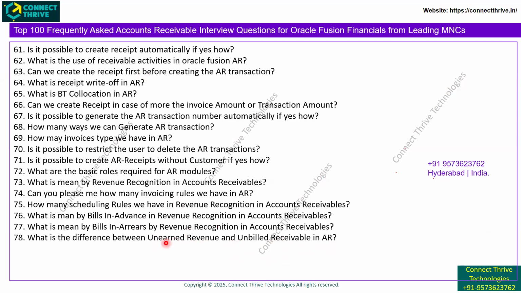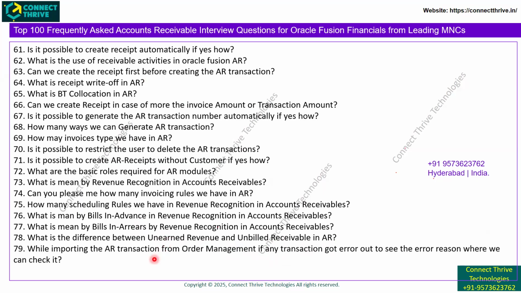Okay. Next. While importing the AR transaction from order management, if any transactions got errored out, where can we check the error reasons? So we have an auto invoice execution report. There we can identify it. Or else we have an auto invoice line. It's an ADFDI kind of file. There also we can see all the errors which we faced while doing the import auto invoice.